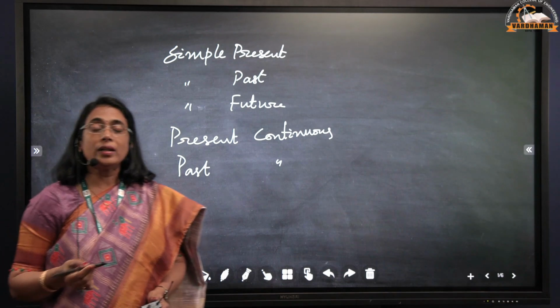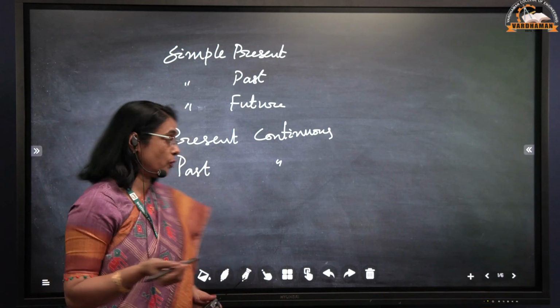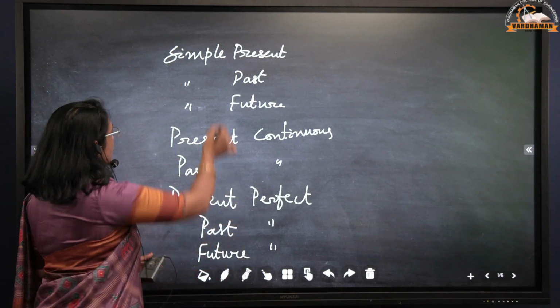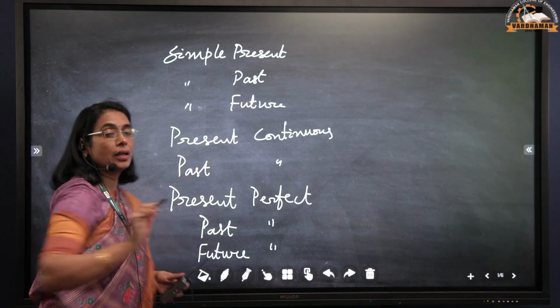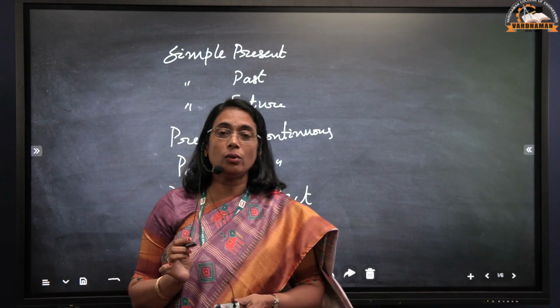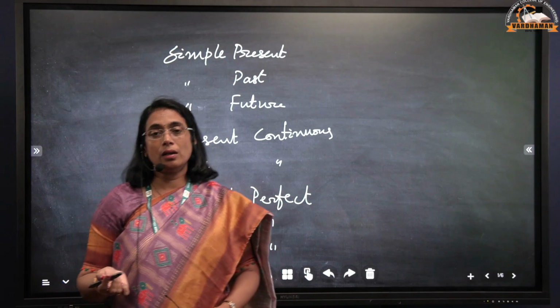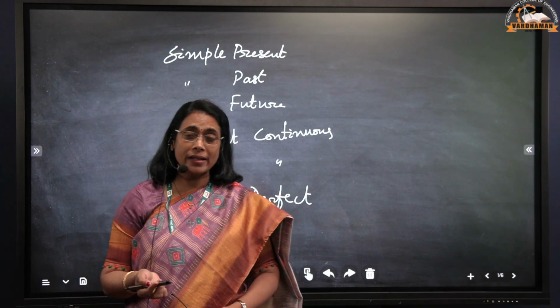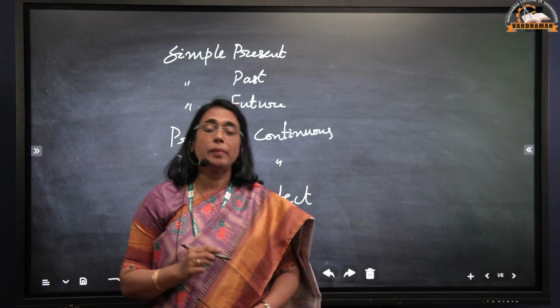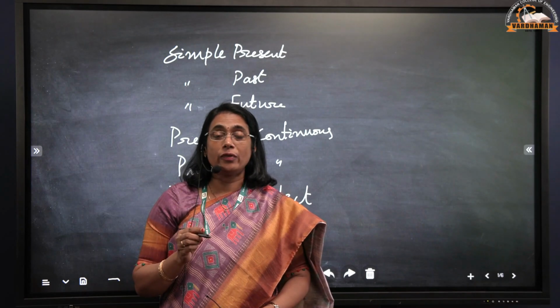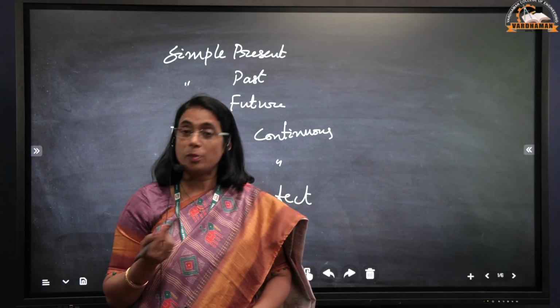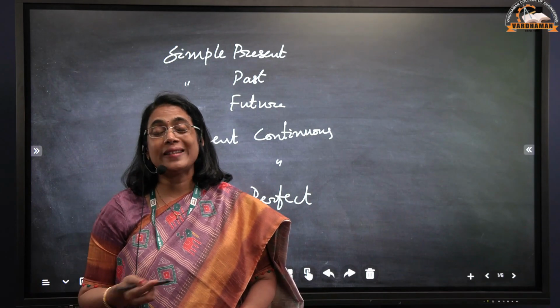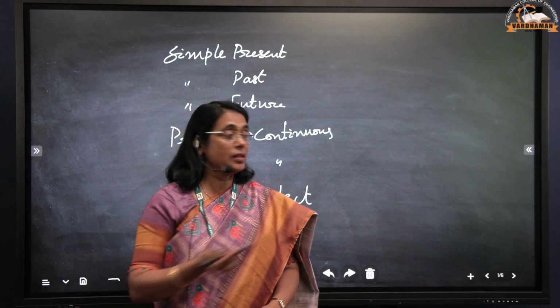Then present perfect, past perfect and future perfect. So totally we have 1, 2, 3, 4, 5, 6, 7, 8. These 8 tenses can be converted from passive to active or active to passive. And the remaining 4 tenses, like future continuous, present perfect continuous, past perfect continuous and future perfect continuous, cannot be converted. This is the first rule.